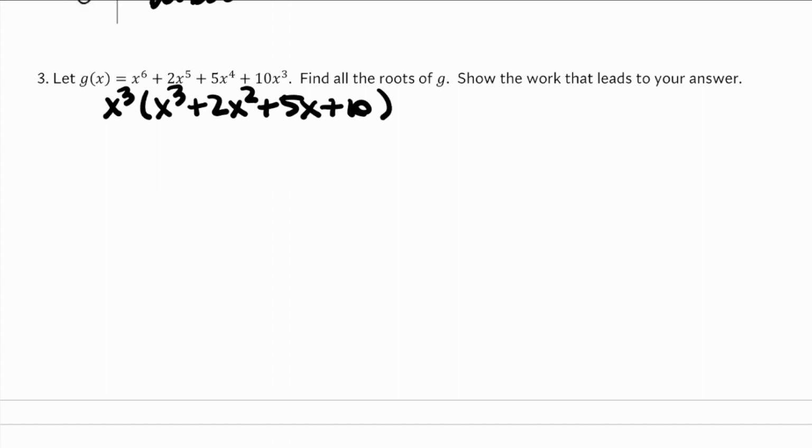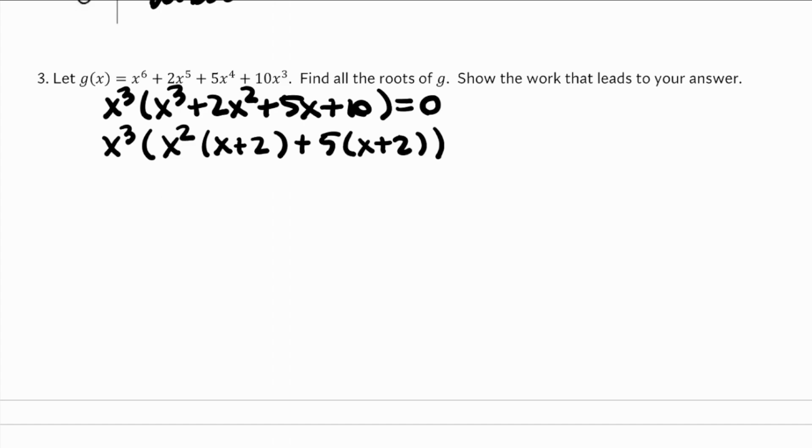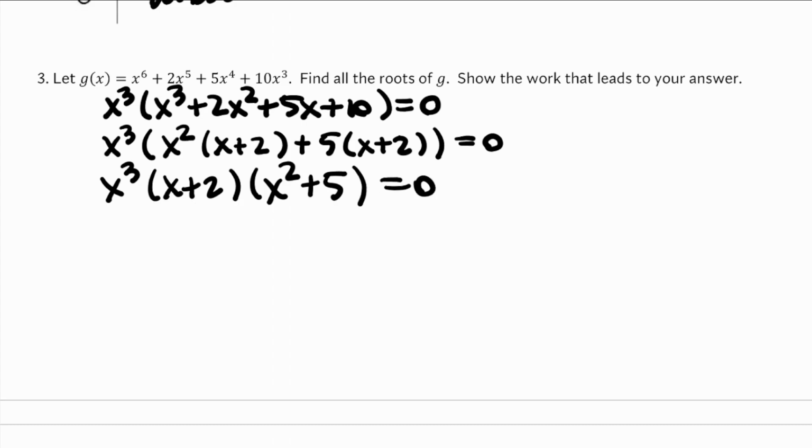And if I'm looking for the roots of g, I'm going to set g equal to 0 and factor away. So do some grouping and factoring here. I can factor out an x squared from the first 2 terms, and I'm left with an x plus 2. And then from the second 2 terms, I can factor out the 5. I'm left with another x plus 2, and that's still equal to 0. Okay, I can factor out an x plus 2, but that's x cubed times x plus 2 times x squared plus 5, and that's equal to 0.